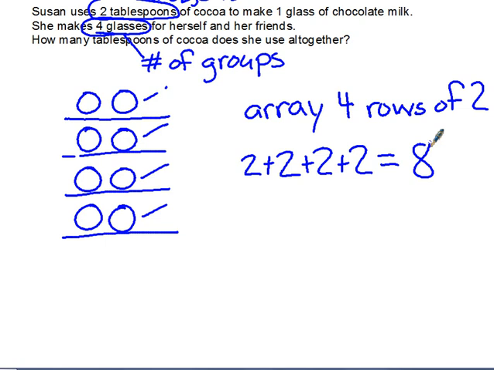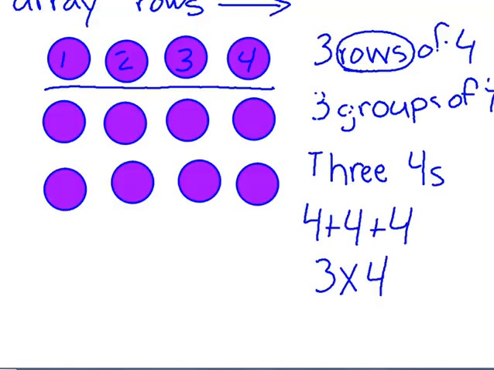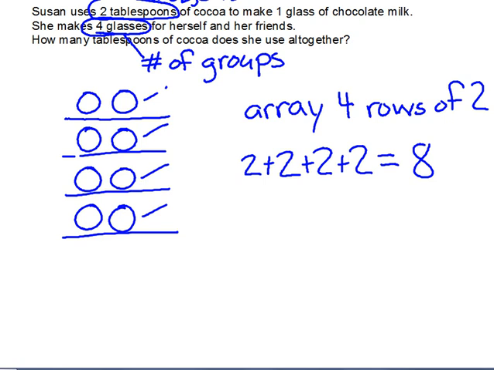Or they're going to set it up as multiplication. Again, notice here we put the rows first. So students, go ahead and write it. And that's right. It would be 4 groups of 2, or 4 times 2 equals 8.